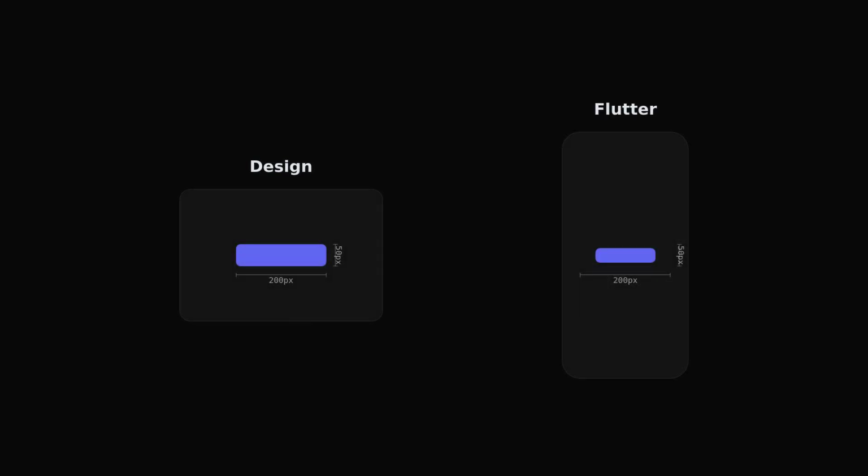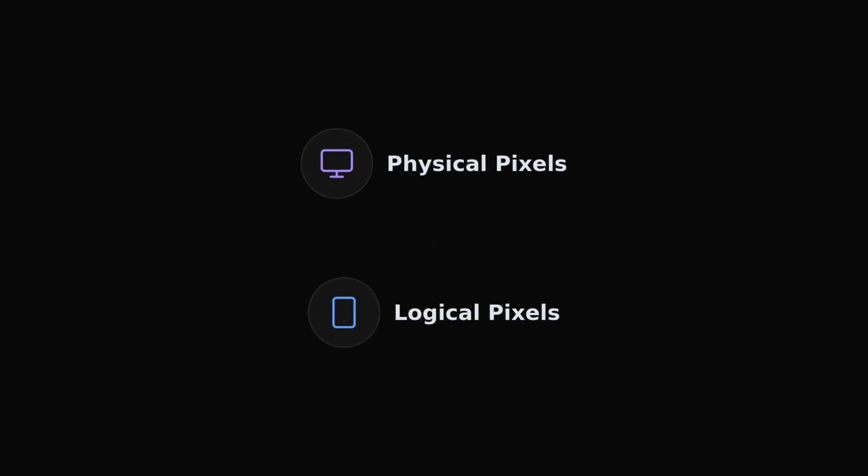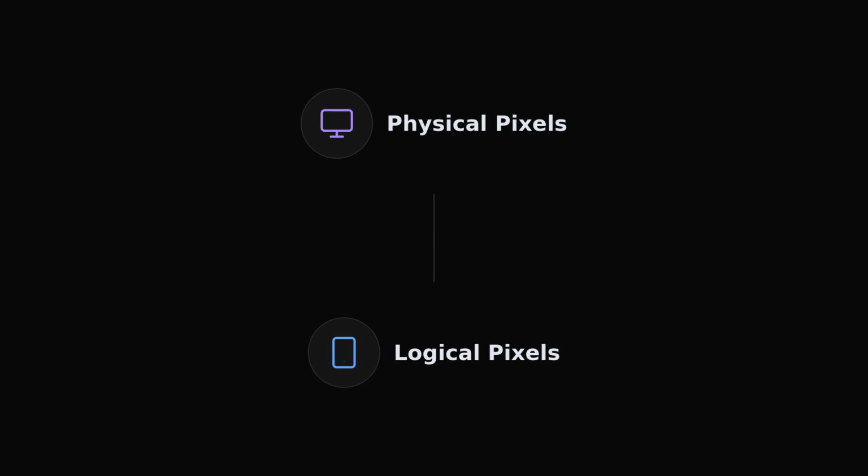If you have ever tried to recreate a design in Flutter and noticed discrepancies, you have seen logical pixels at work together with the rendering engines. But what are logical pixels, and what is the difference to physical pixels? Let's first understand what pixels are before diving into logical pixels and device pixel ratio. Let's start with the basics.